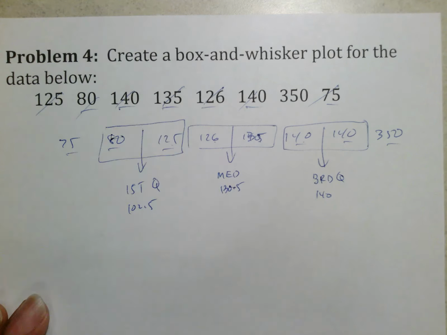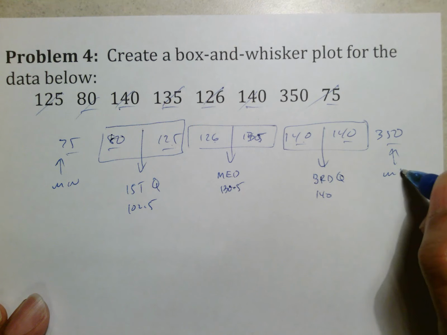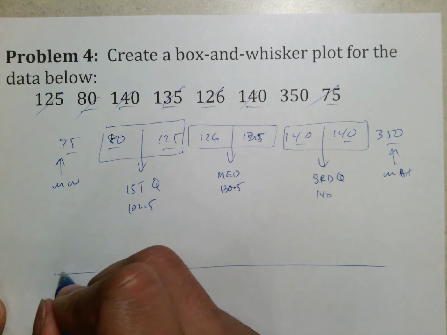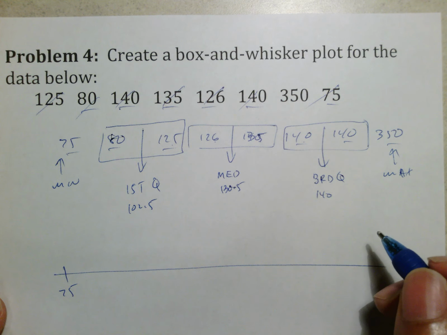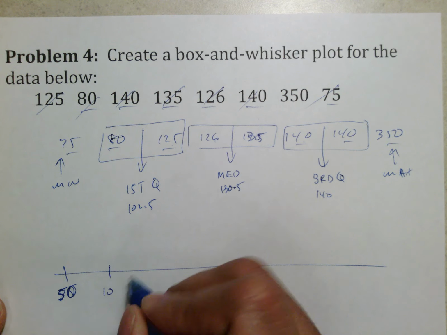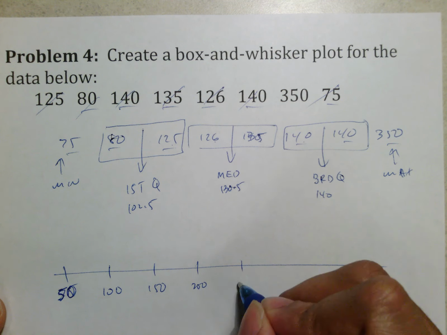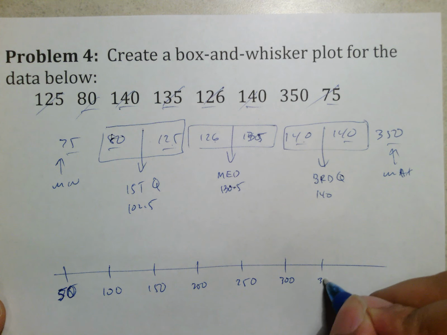There you go. Your minimum number here, your maximum number here. And what you do now is you create a number line and you make sure your minimum number is there. And we have to get up to 350. So what I will do is I will count by 50. So 50, 100, 150, 200, 250, 300, 350.